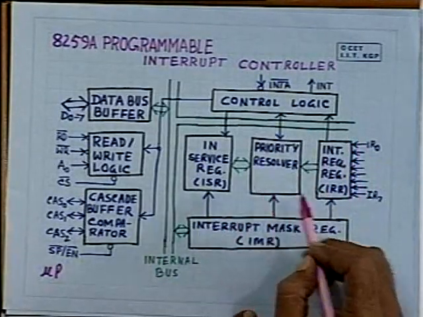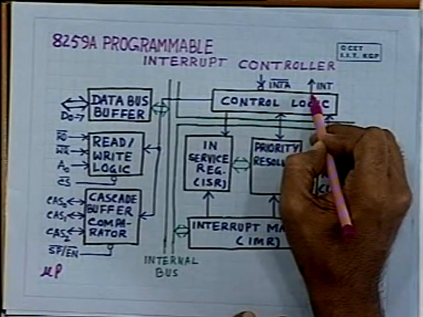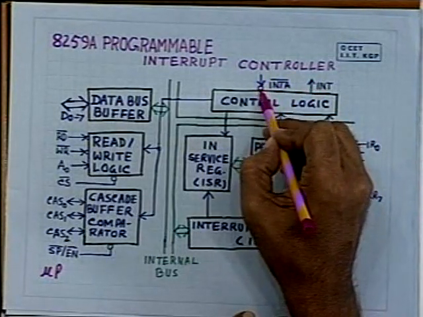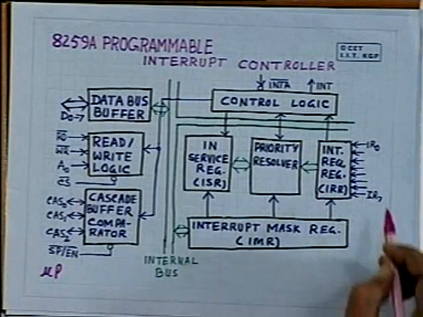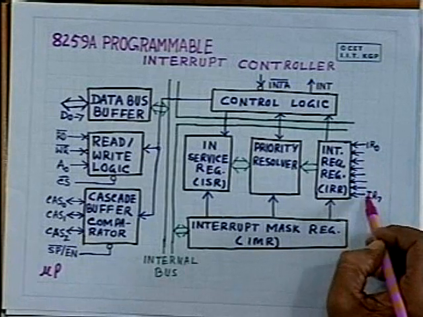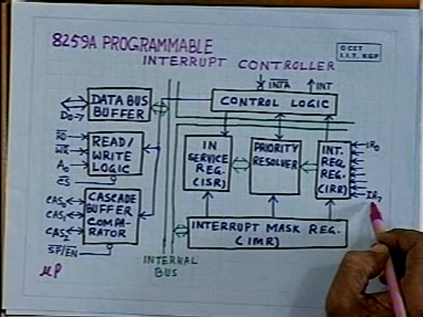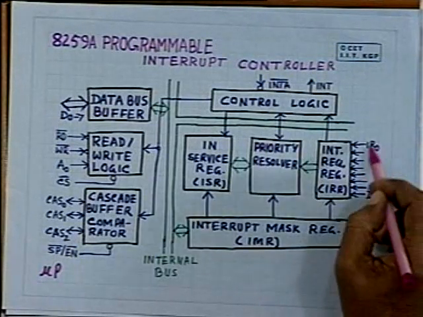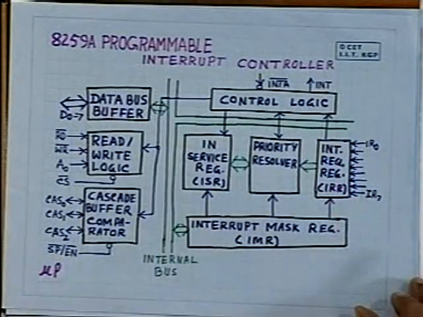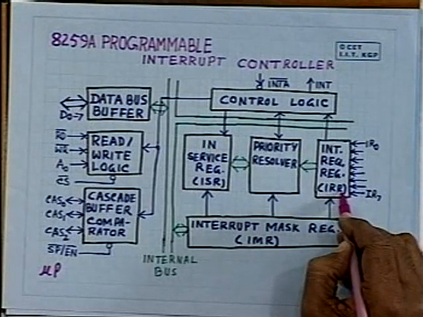This side you have got the control logic. This is interfacing with that microprocessor. It generates that interrupt through this line, and that interrupt acknowledge coming from the microprocessor comes to this input. And this side, the interrupts are coming from 8 interrupting sources, interrupt request 0 up to interrupt request 7, and it goes to an interrupt request register, and that information is held in this interrupt request register.